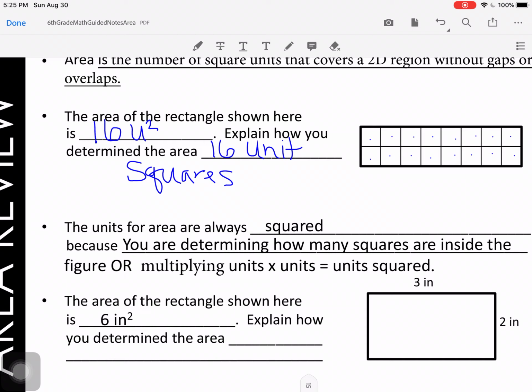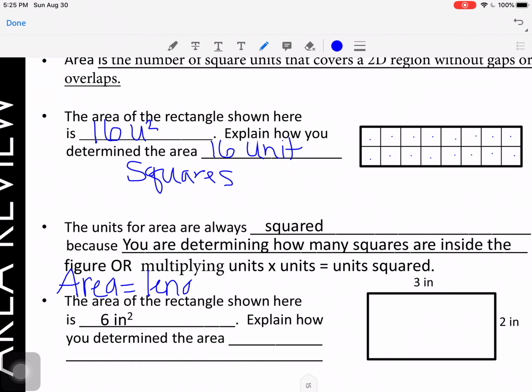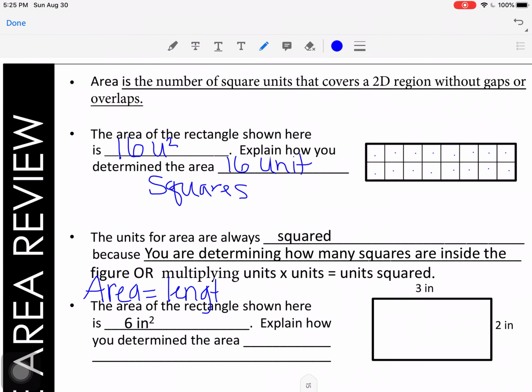So another way that we can find the area of a rectangle is to use a formula. And the formula for the area of a rectangle is area equals length of the rectangle times the width of the rectangle.